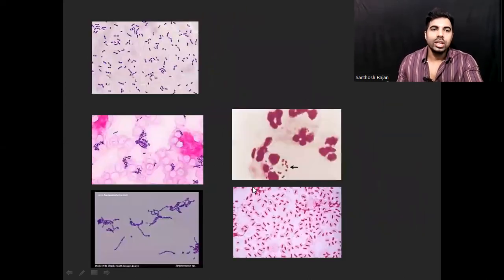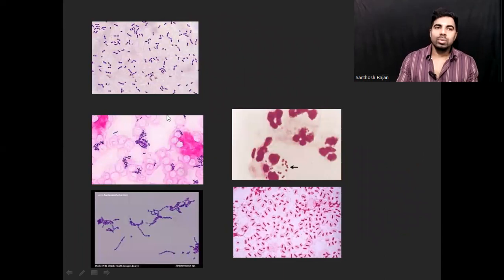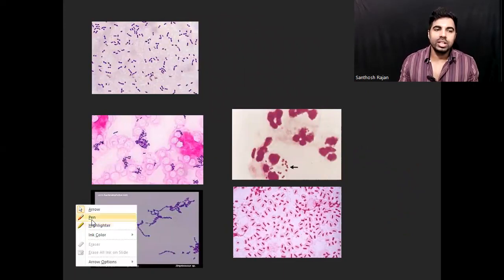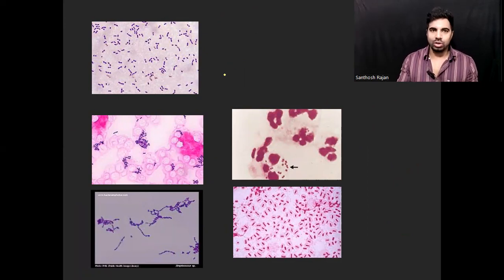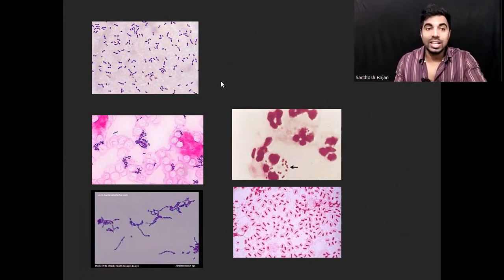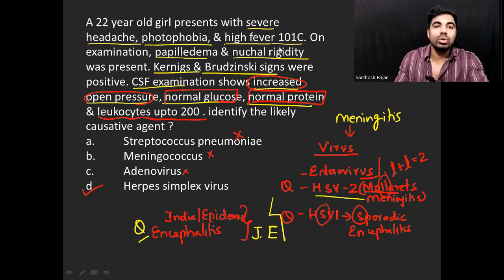Now let's go to this picture. This time, what happened? We're talking about bacterial meningitis, and these are the possible organisms causing it. You'll get the same clinical history, but instead of giving the CSF examination, they will tell you a CSF gram stain was done and this was found. Okay, what was found?